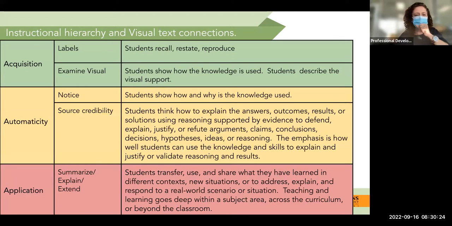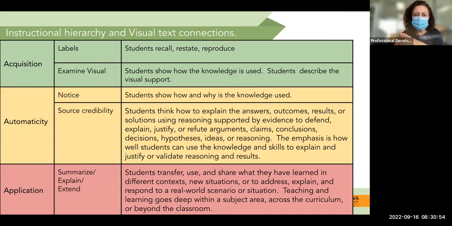So as a review, if we blend together the instructional hierarchy and the visual text connection, this is what we get. On the acquisition stage, you have the label and examining the visual. So this is where students are going to recall, restate, reproduce what they see. And students will have to show the knowledge that they use and describe the visual support.